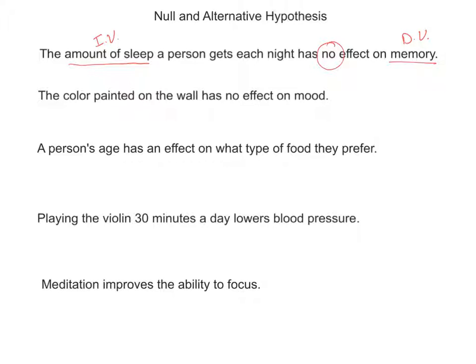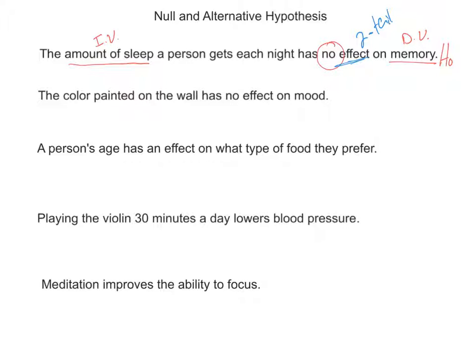So this one would be a null hypothesis, and it would be a one-tail. No, it would be a two-tail, sorry, because of effect. Where's effect? Right here. So effect is that ambiguous word, right? So you're looking for difference, effect, change. Those are all going to be two-tail.